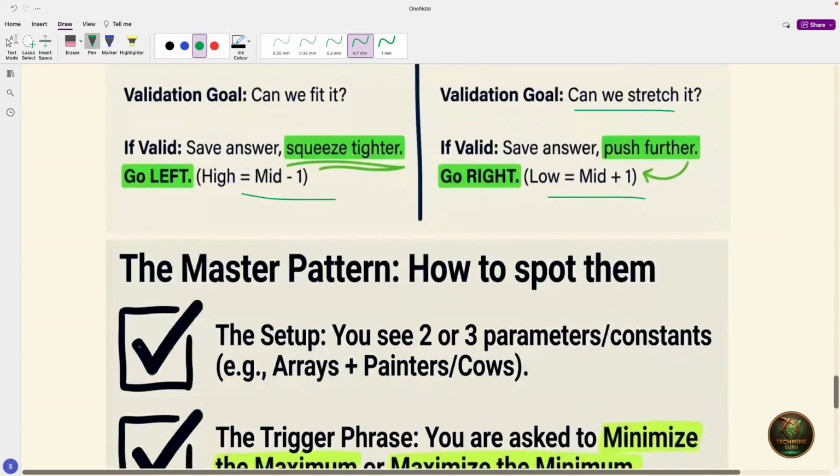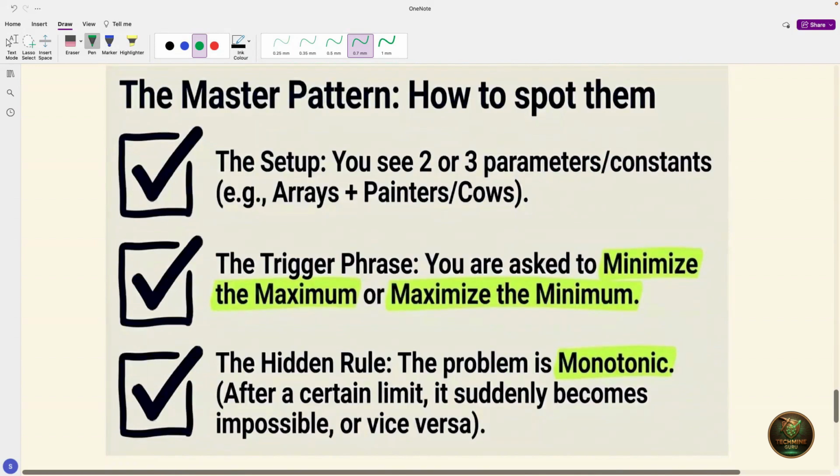So how do you spot these problems in the wild? You look for the master pattern. The pattern will be first the setup, where you will see 2 or 3 parameters or constants such as an array combined with painters or cows, something similar to that. Next, the pattern will be the trigger phrase, where you are explicitly asked to minimize the maximum or to maximize the minimum. And the final thing will be the hidden rule.